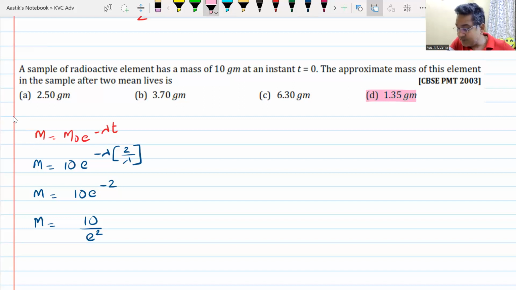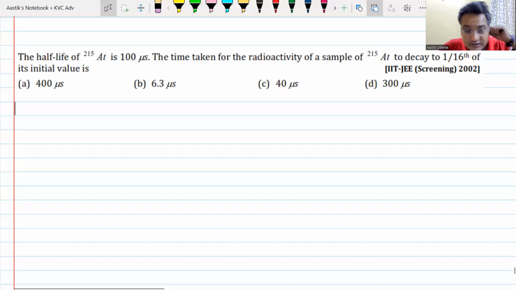Again, any one of these questions you will find in your exam. In your next session, I will also do questions from the previous session. Just give me some time. Let me finish the quota that I have first. This is the next question.